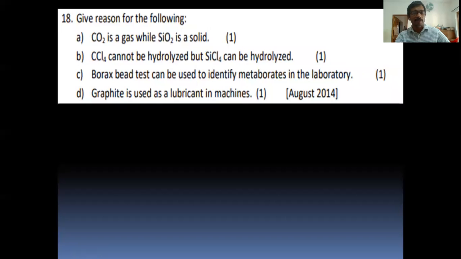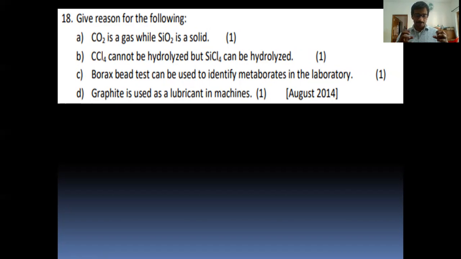Okay, now question number 18. Give reasons for the following. CO2 is a gas while SiO2 is a solid. Another important question that is repeatedly asked. CO2 forms separate or discrete molecules. Due to the formation of double bonds, CO2 is a single molecule.